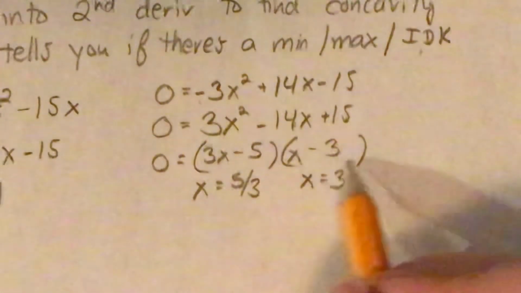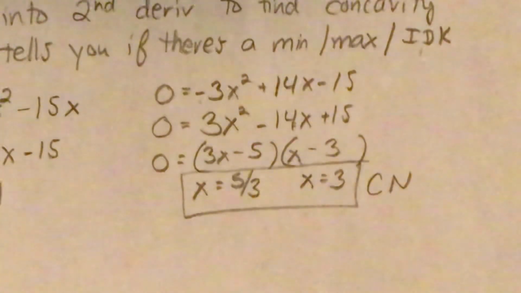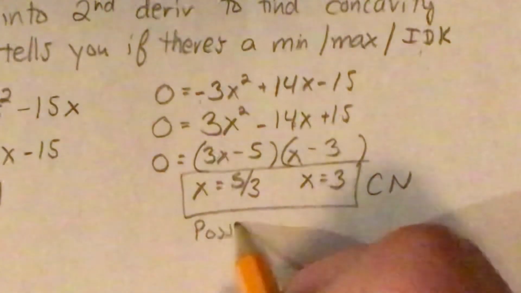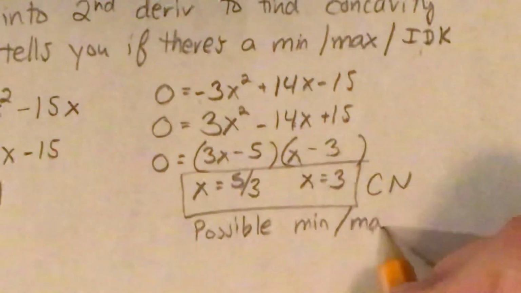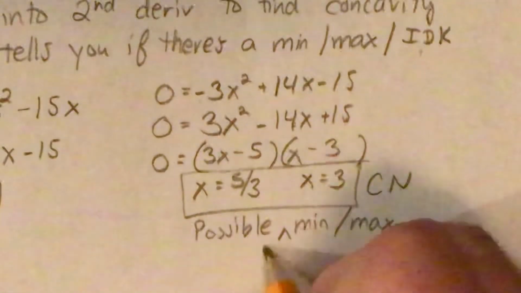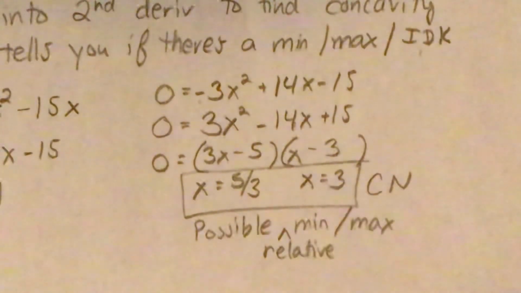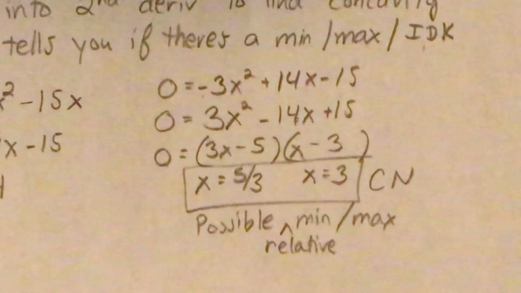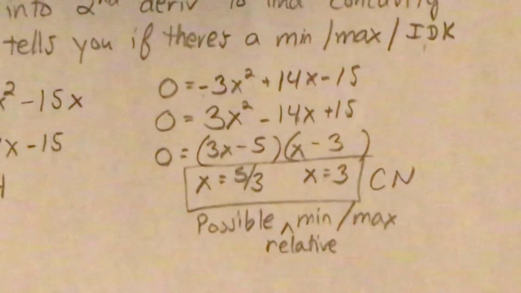These guys are called our critical numbers because they came from the first derivative. Critical numbers are possible mins and maxes. Possible relative mins and maxes. So relative to all the points that are nearby these x values, are these taller or shorter than everything around them? Okay, we're going to test both of these numbers in f double prime.